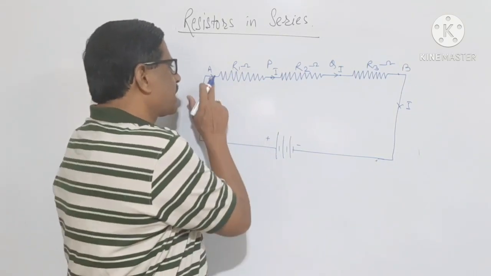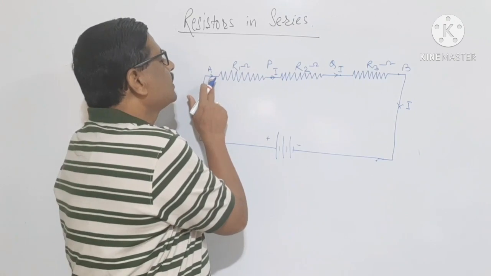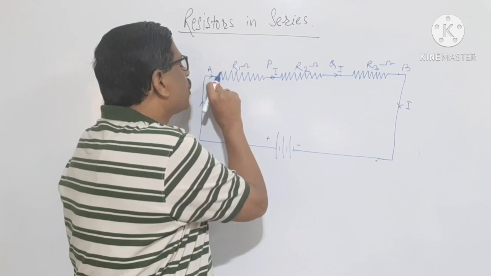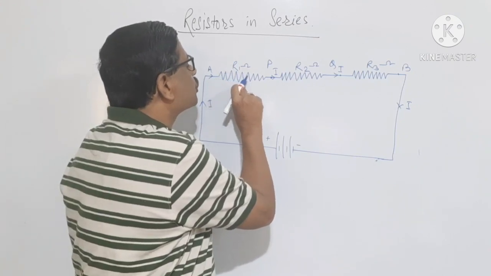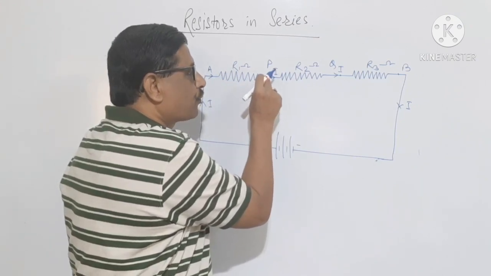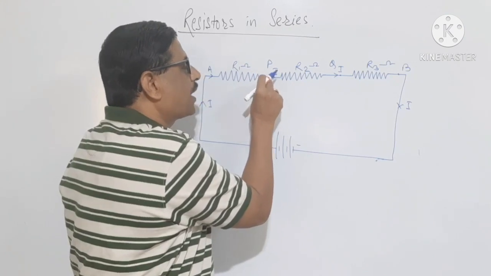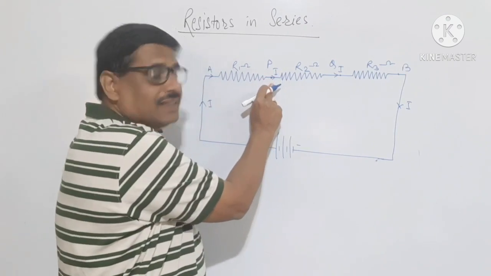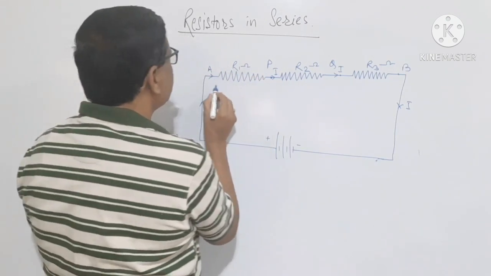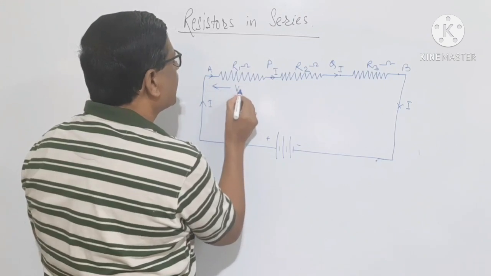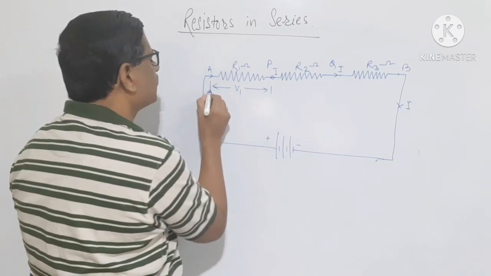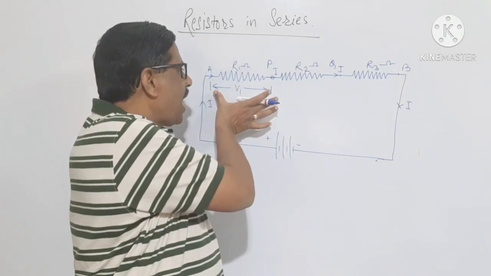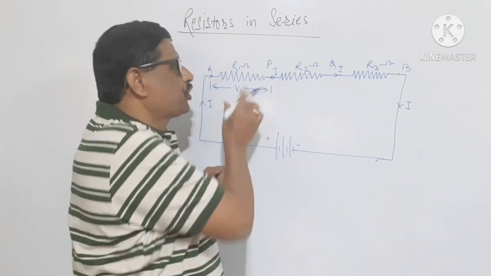As battery positive is connected to A, it is at higher potential, and some amount of work is done in order to flow a current through the resistance R1. Therefore, there will be a fall of potential. The potential at P is less than that of A, and the potential difference between A and P, let it be equal to V1. The potential difference across R1 is V1.